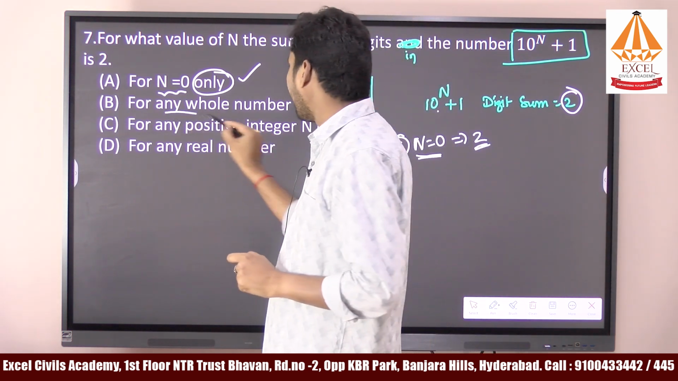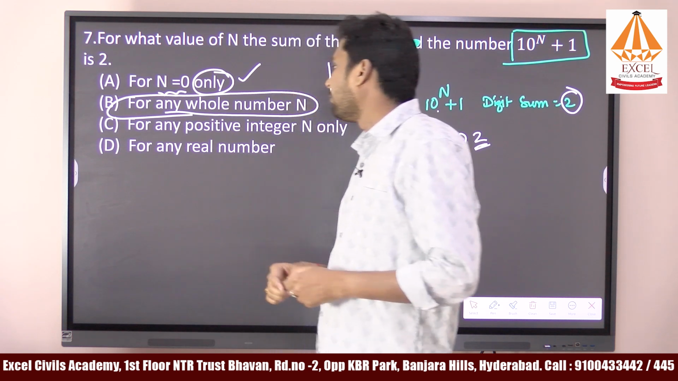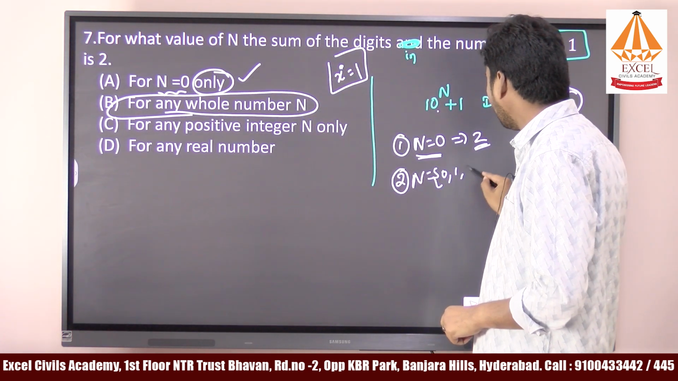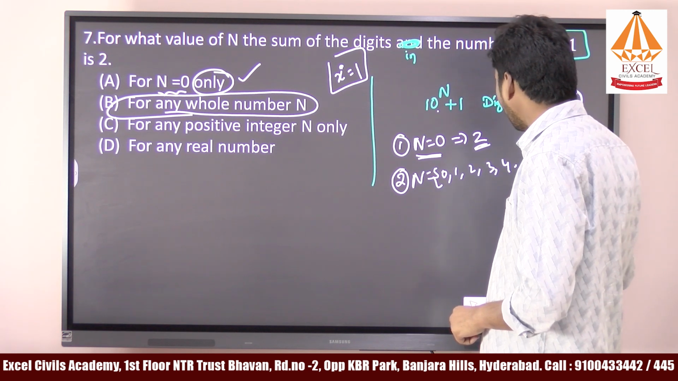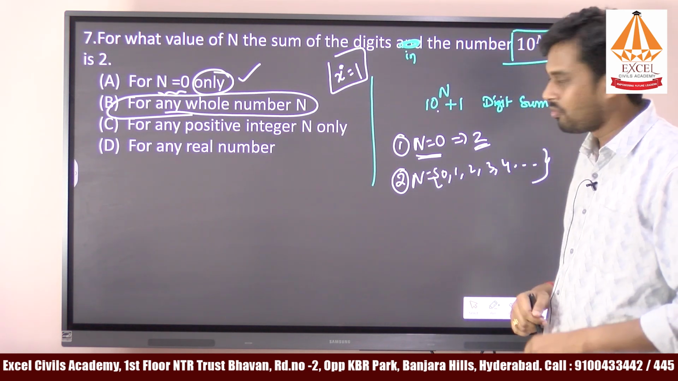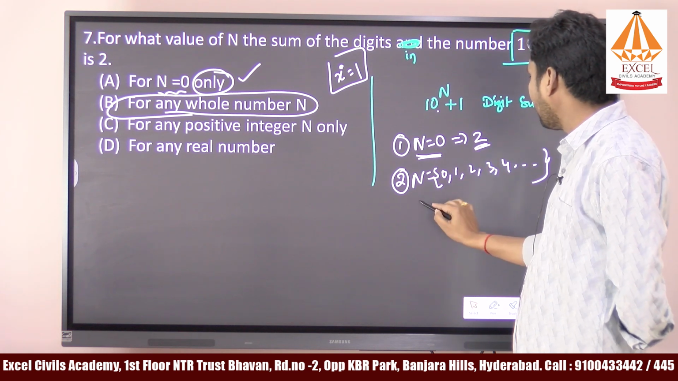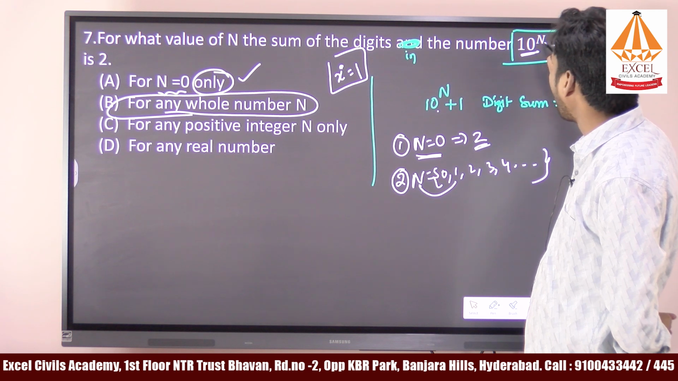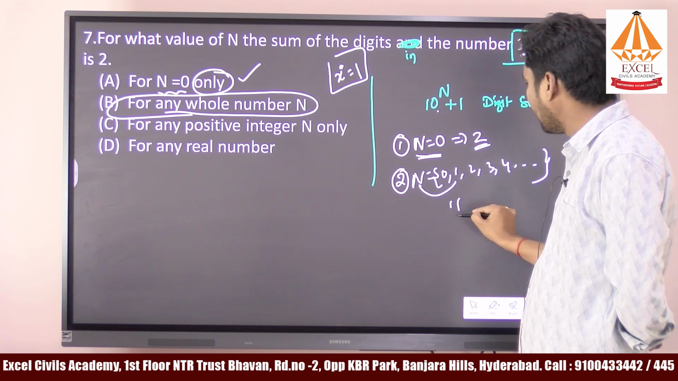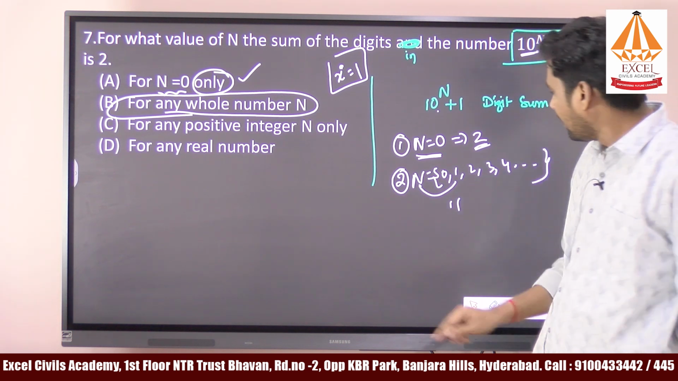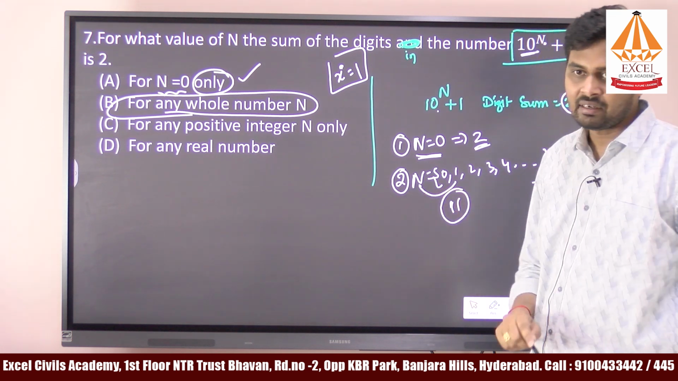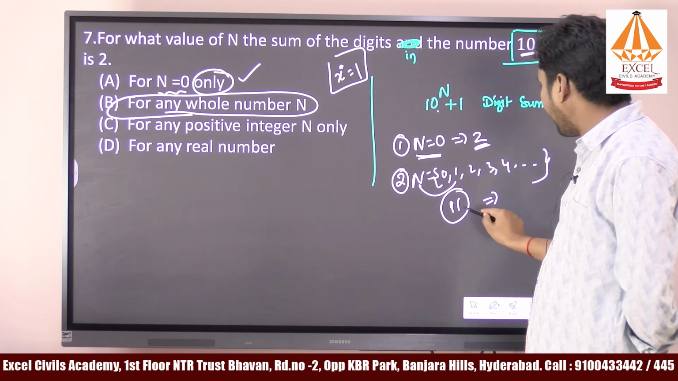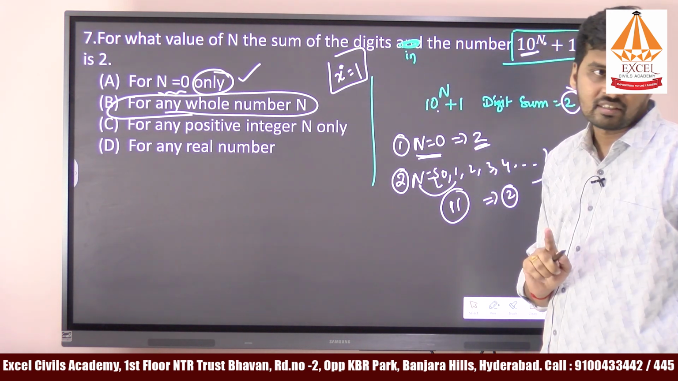If you take the second one, for any whole number value n, for any whole number means what? n should be 0, 1, 2, 3, 4, any number. If you take that, can I get the digit sum as 2? n is equal to 0 we already took. So if I take n is equal to 1, then what is the final value? 10 to the power of 1 is 10, 10 plus 1 is 11. What is the digit sum here? Because here the sum of the digits is given. 1 plus 1 is equal to 2. Again we get the digit sum 2.